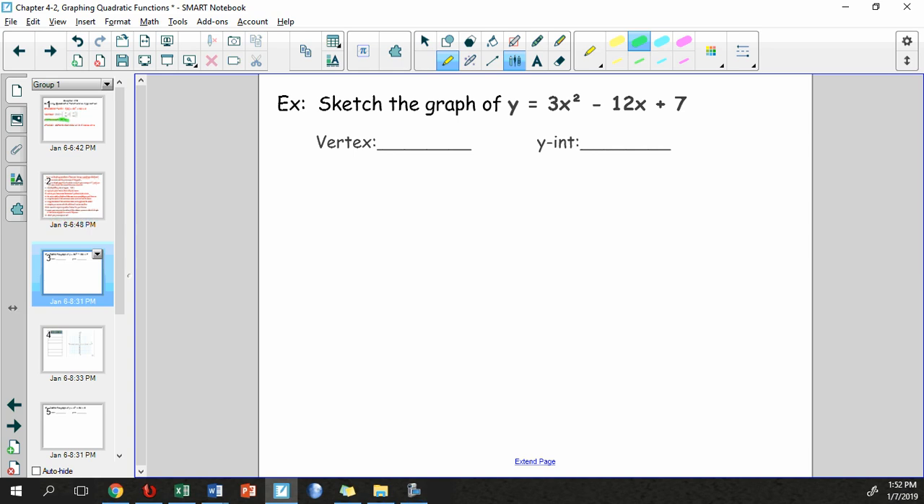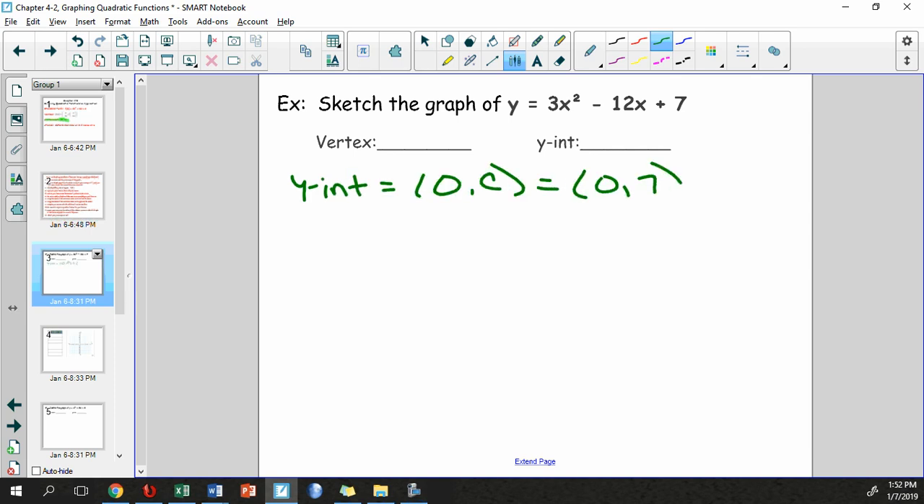The first thing we're going to do is sketch the graph of y equals 3x squared minus 12x plus 7. First thing I want you to do is find the vertex and the y-intercept. So what is the y-intercept? The y-intercept is going to be the point (0, c), which is the point (0, 7). So that goes right there. Do we all understand that? Yay or nay?